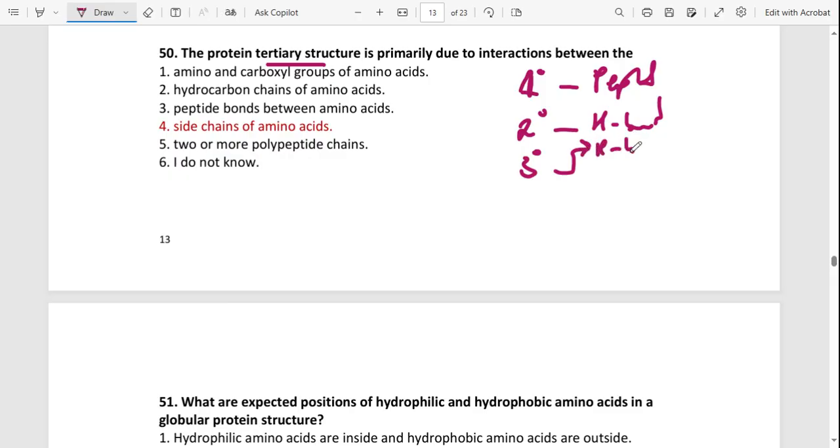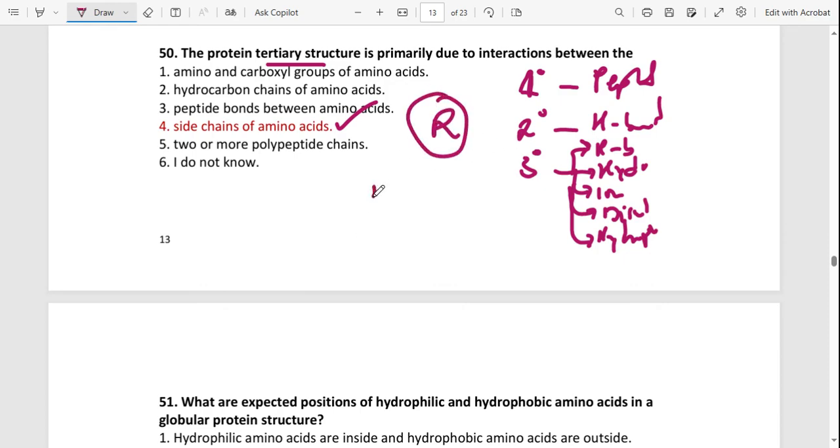You are going to have hydrogen bonds there. You are going to have hydrophobic bonds. You are going to have ionic bonds. You are going to have what we call disulfide bonds. So all these bonds are found in tertiary structure because of the side chains. What are the side chains? The R groups of an amino acid. Remember, you have got R, carbon, hydrogen, COO minus. Then you have got NH3. Okay, like that.